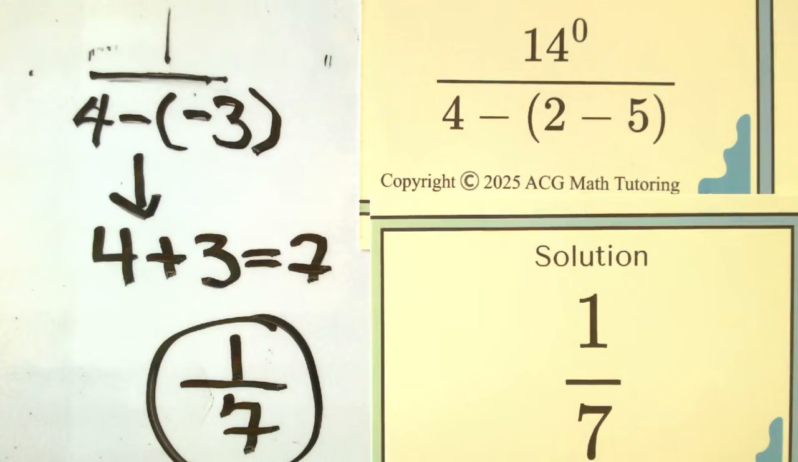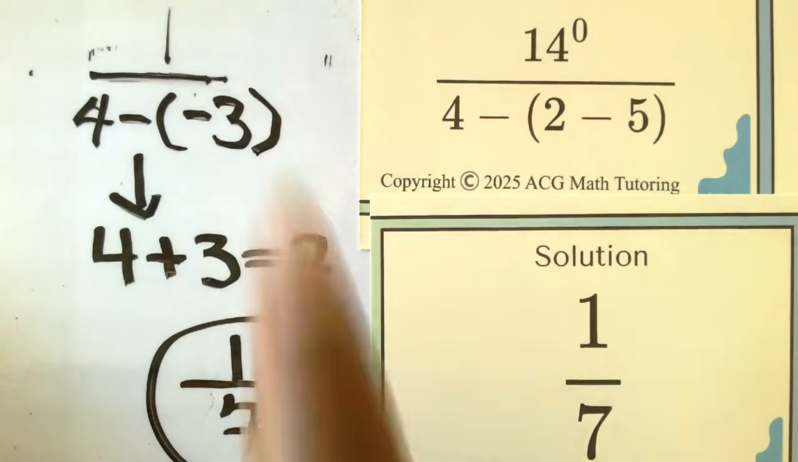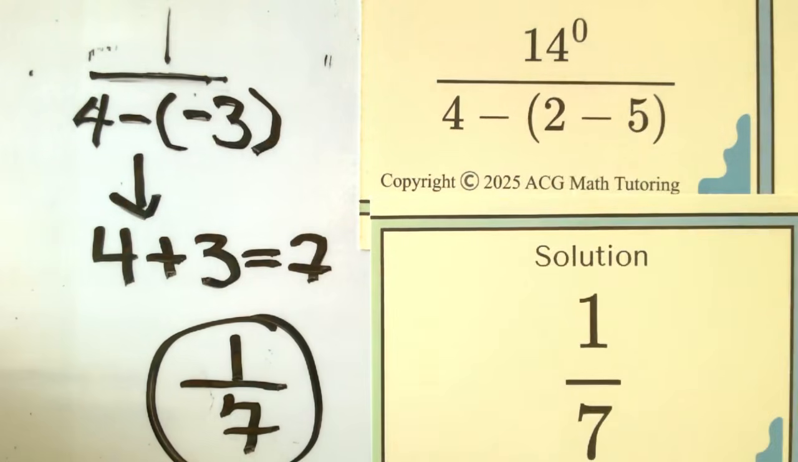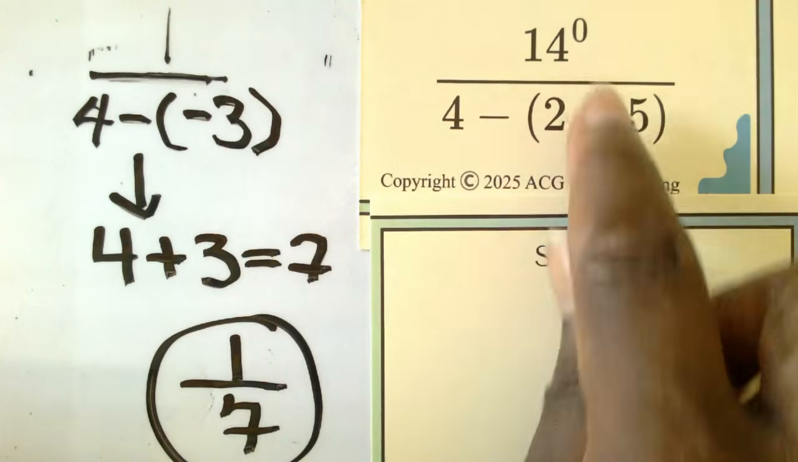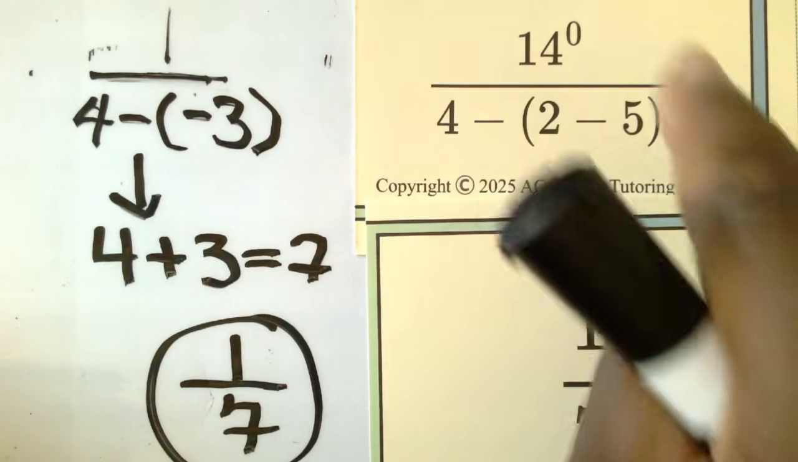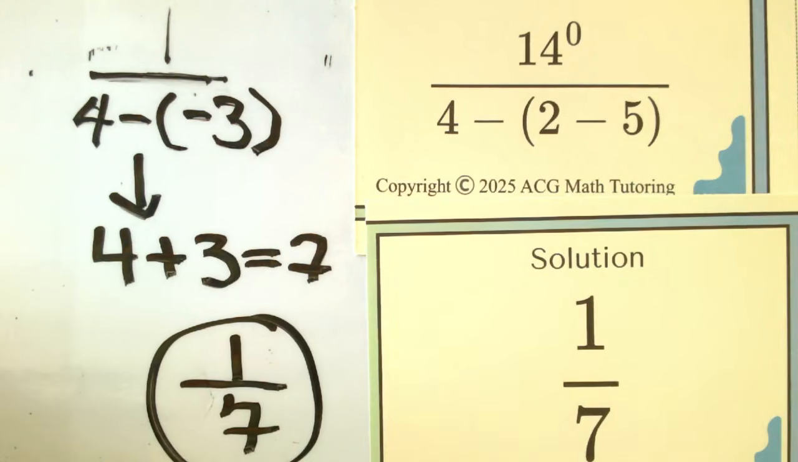Okay, what happened to the 14? Anything raised to the 0 power is equal to 1. So that's knowing those rules of exponents. When you're multiplying, you're adding the exponents. When you're dividing, you're subtracting the exponents. Anything raised to the 0 power is equal to 1. If you have a negative exponent, you're going to have to flip it either from top to bottom or from bottom to top to make it positive. Yes, lots of rules.